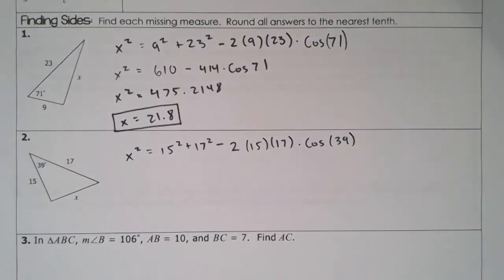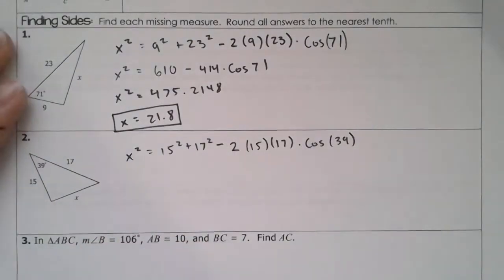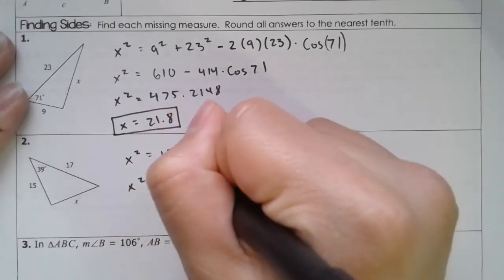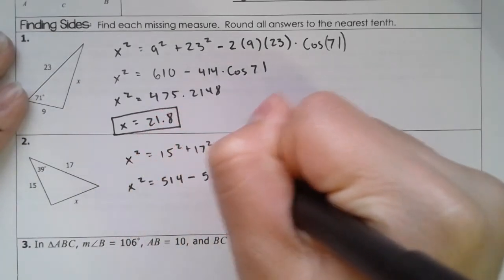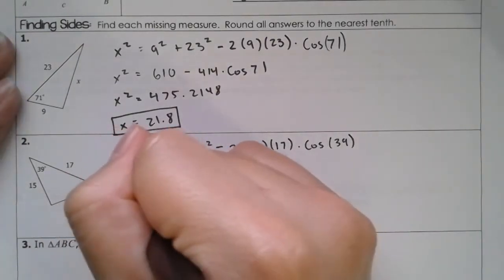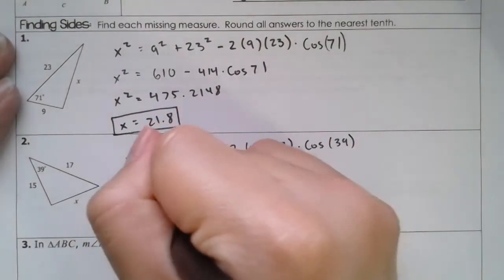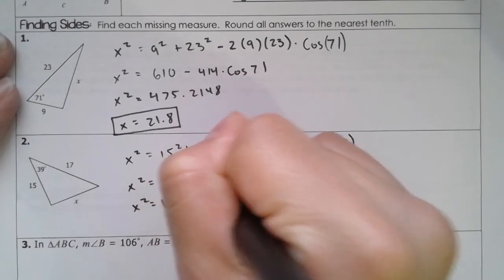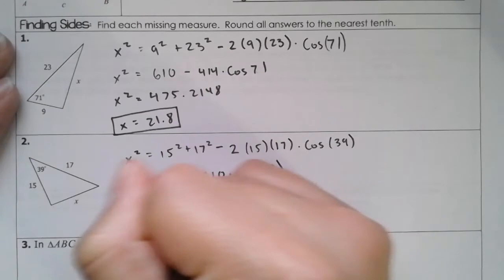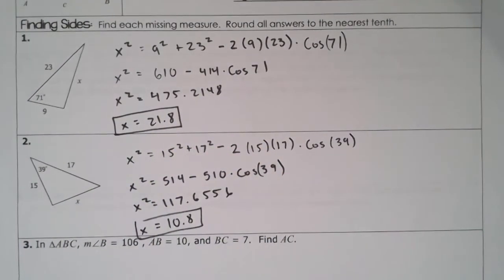Compute it all in your calculator. You're going to get x squared is equal to 514 minus 510 times cosine of 39, and then x squared is equal to 117.6556, and then take the square root of both sides. You get that x is equal to 10.8. That's all there is to it.